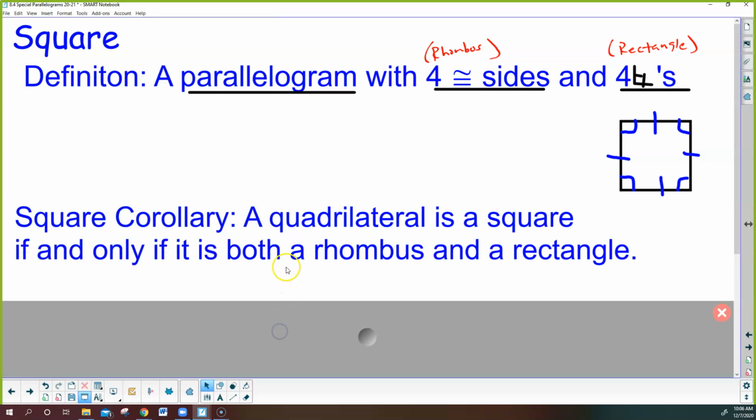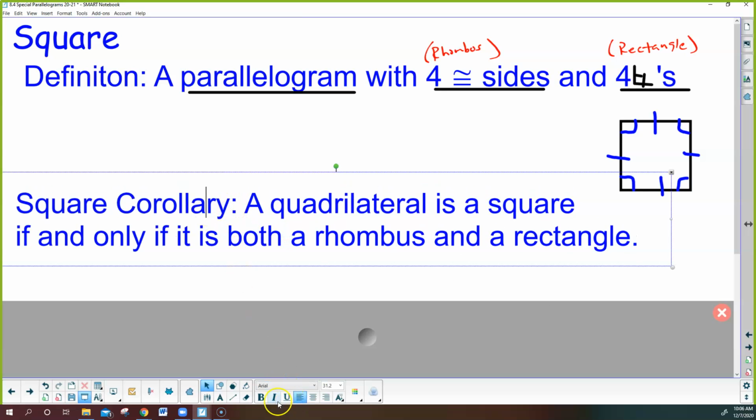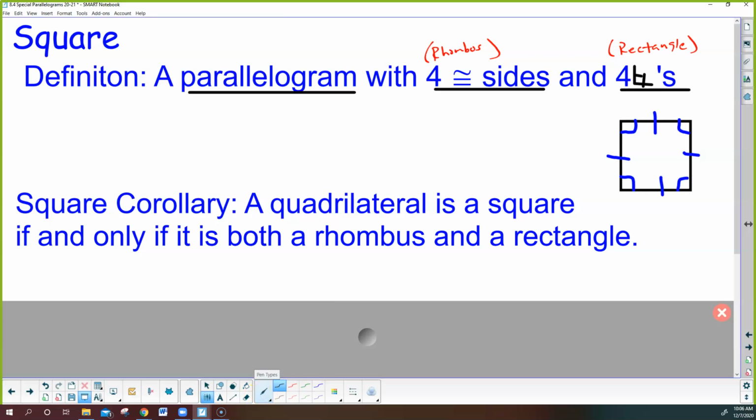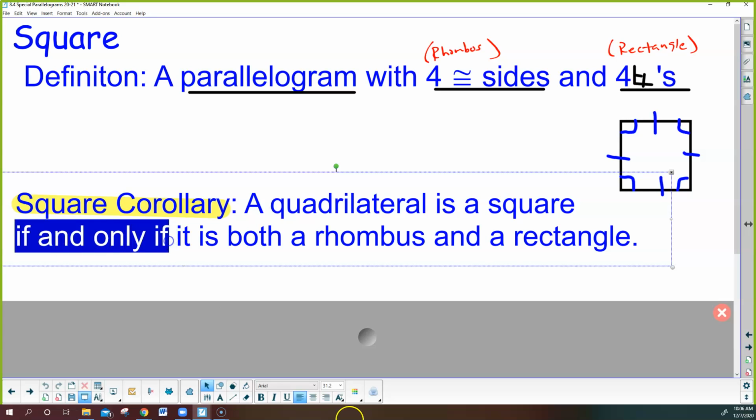Okay, so here is the square corollary. I would write this one down. I think this one is important for us to get down and kind of justify. So how do we know that it is a square? A quadrilateral is a square if and only if it is both a rhombus and a rectangle. And if we're justifying our work, we need to actually show that it is both a rectangle and a rhombus.